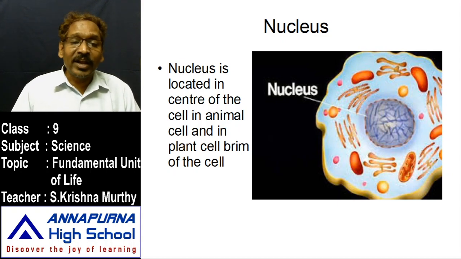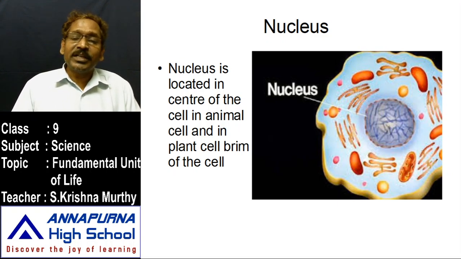So we can find it easily with a light microscope. We do not need an electron microscope because it is a very large body when compared with all the remaining organelles within the cell. So what is the outer membrane of the nucleus? The nuclear envelope. It is a double layer membrane. Inside the nuclear envelope there is the nucleolus.